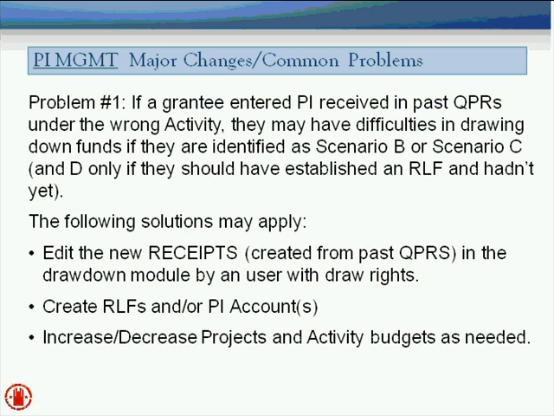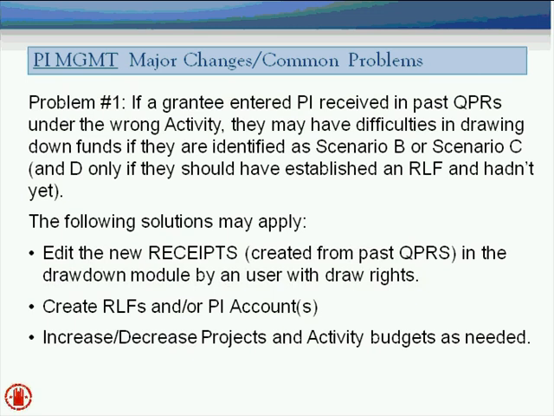So we just wanted to think through for grantees some common problems that might be out there while you're trying to go through all of this work. As Mark said, you're pulling a report and analyzing if you have program income accounts or RLFs, what's the grouping and the staging. So here's if a grantee entered PI received in past QPRs under the wrong activity, okay? So this is if, for example, you were just receiving program income wherever in a QPR. You didn't really look at which activity it needed to be under, or you put it in the wrong one.